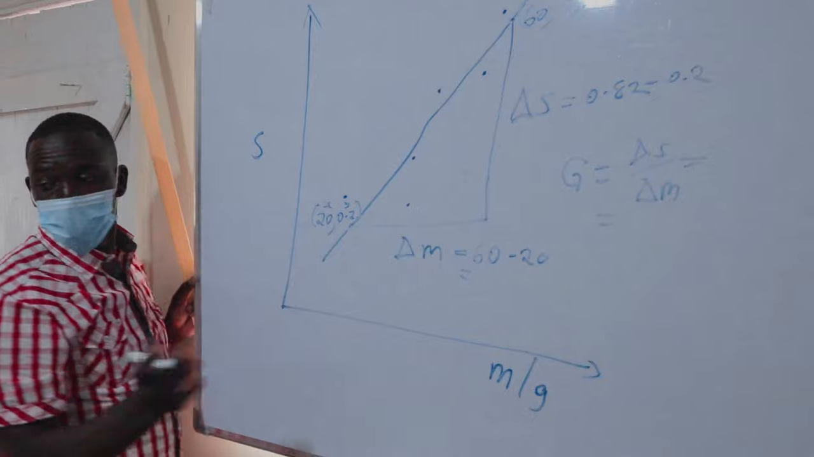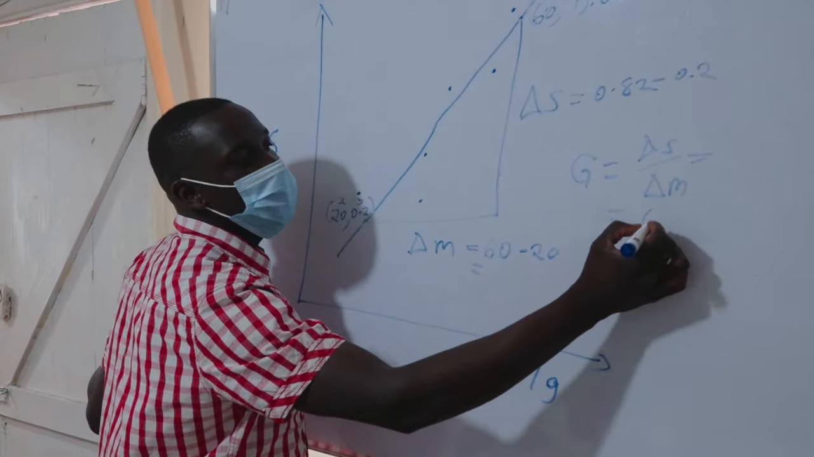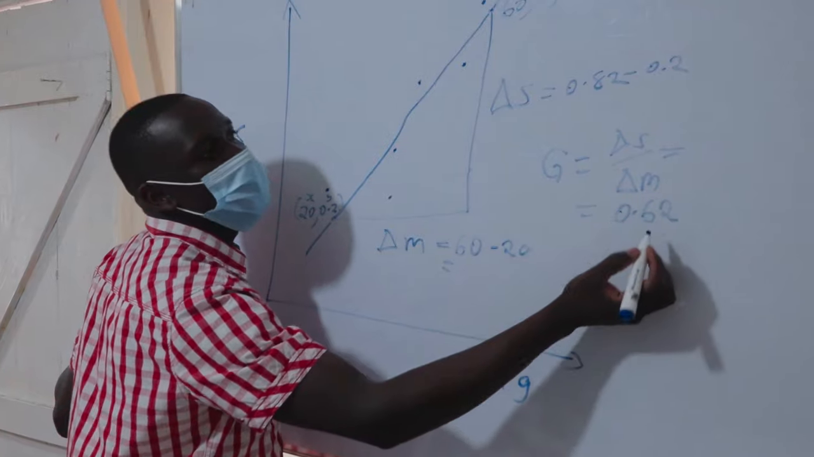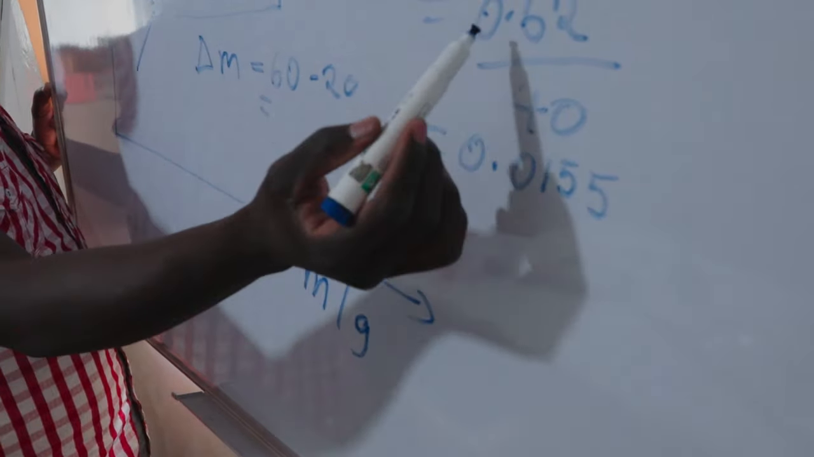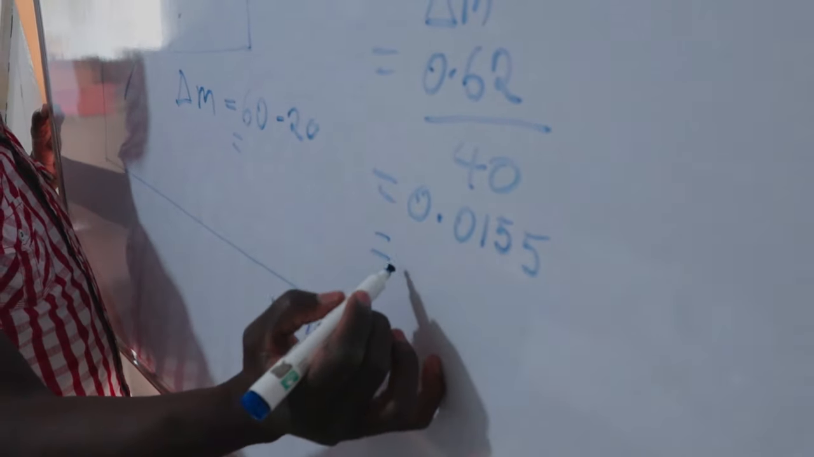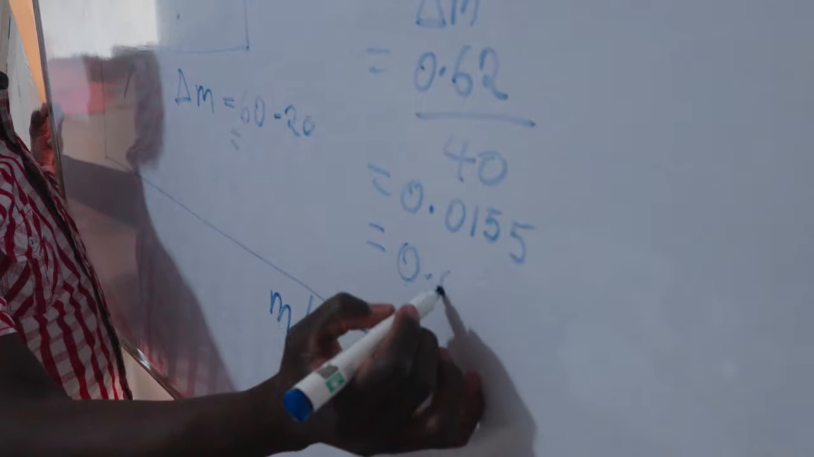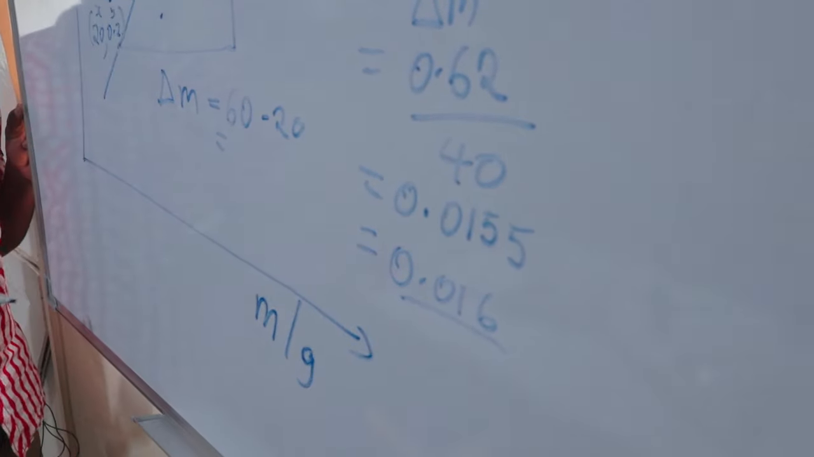What will be 0.82 minus 0.2? Can you confirm if it is 0.625? And you see the values we are using here are two significant figures. So therefore, our answer will be 0.016 to two significant figures.